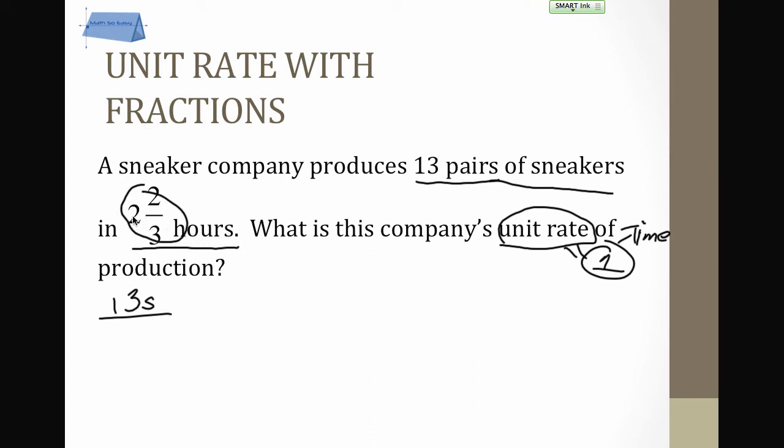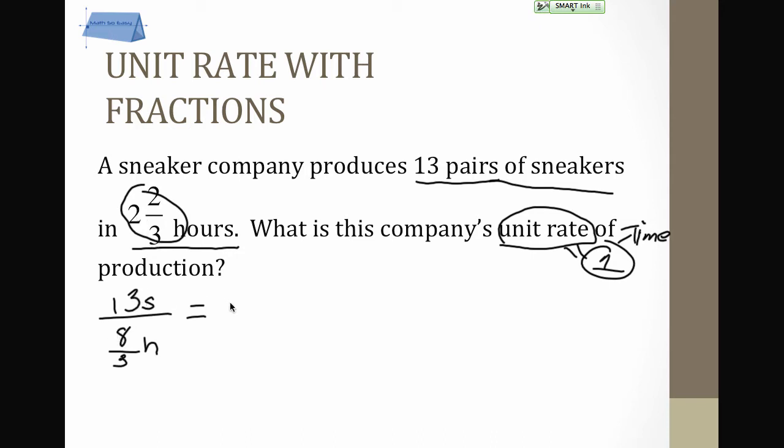So how do we do that? 2 times 3 is 6, plus 2 is 8. And then we use the same denominator. So we have 8/3. Once again, 2 times 3 is 6, plus 2 is 8 over 3, 8/3. So we know 8/3 of an hour equals 13S. But before we go on, let's read this. All we did was take what the problem gave us. The sneaker company produces 13 sneakers in 8/3 hours, which is the same as 2 2/3.